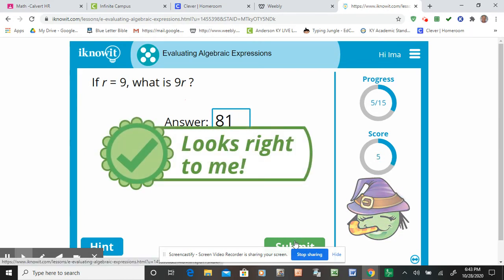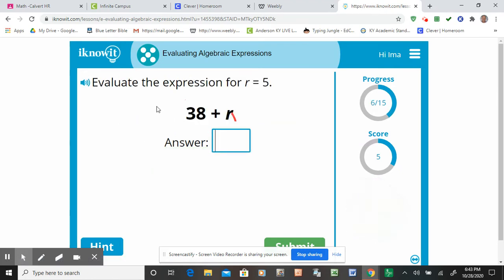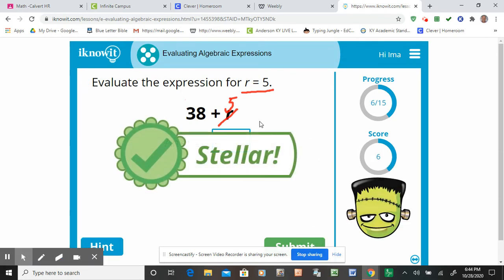Let's try another one. How about this? Evaluate the expression for r equals 5. R equals 5. Now I need to clean this up a little bit. Okay, r equals 5. If that's true, then basically this is 38 plus 5, which would be what? 43. All right. I see you're catching on. And you just move on to the next after you submit.